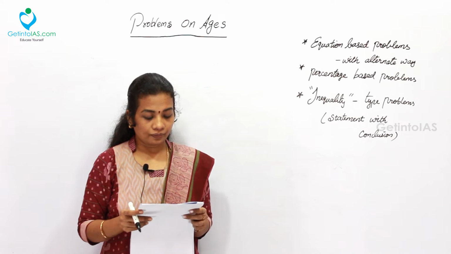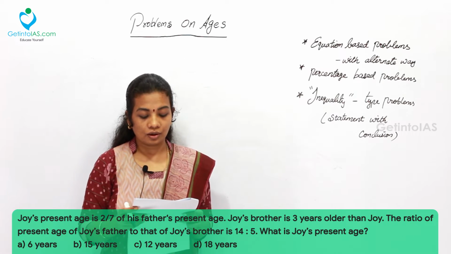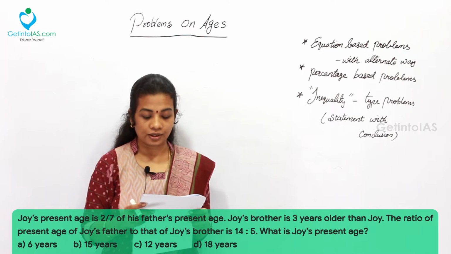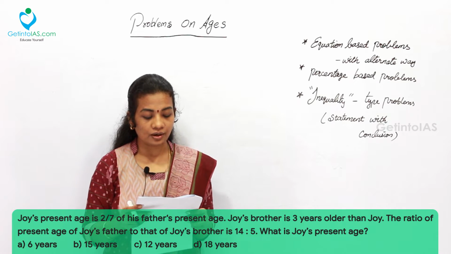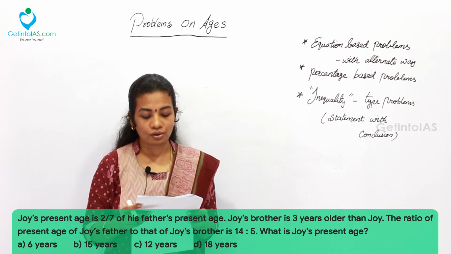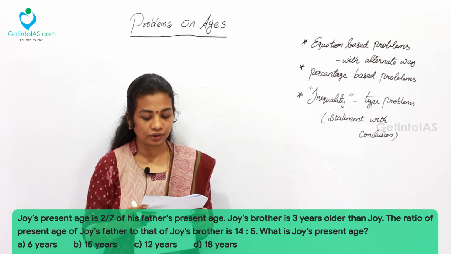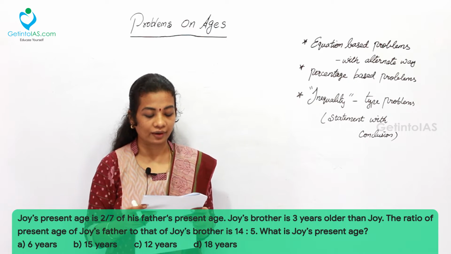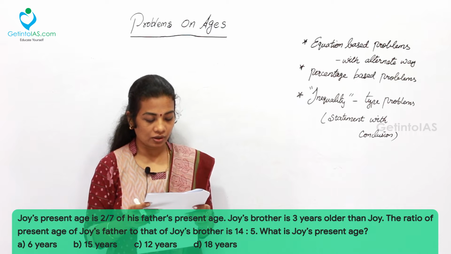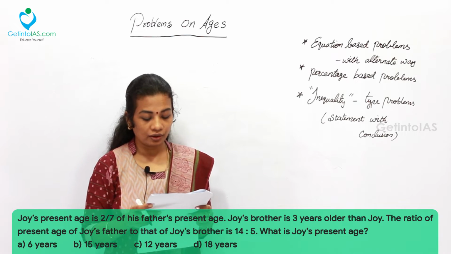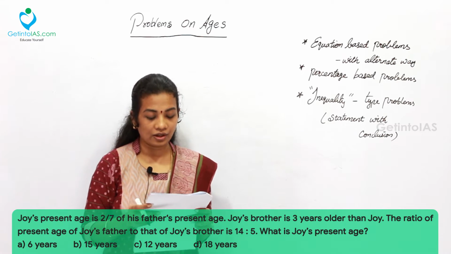The second question: Joy's present age is 2/7 of his father's present age. Joy's brother is 3 years older than Joy. The ratio of present age of Joy's father to that of Joy's brother is 14:5. What is Joy's present age? A 6 years, B 15 years, C 12 years and D 18 years.